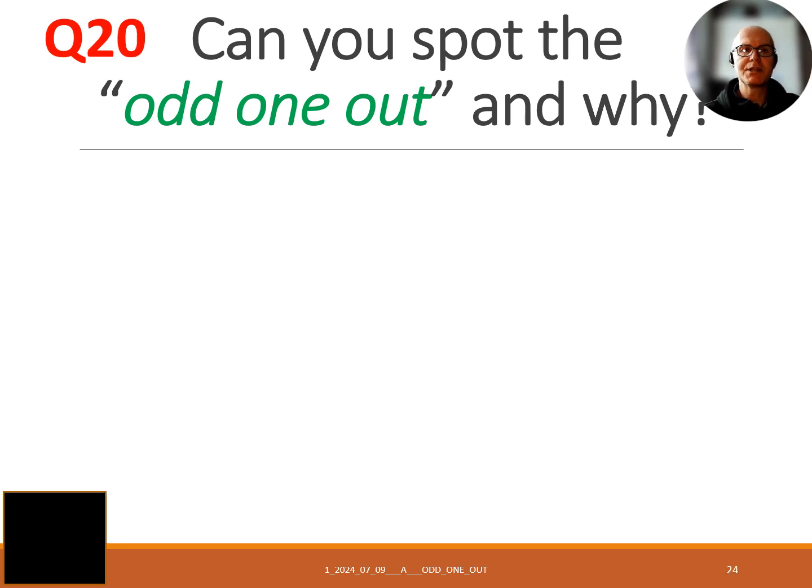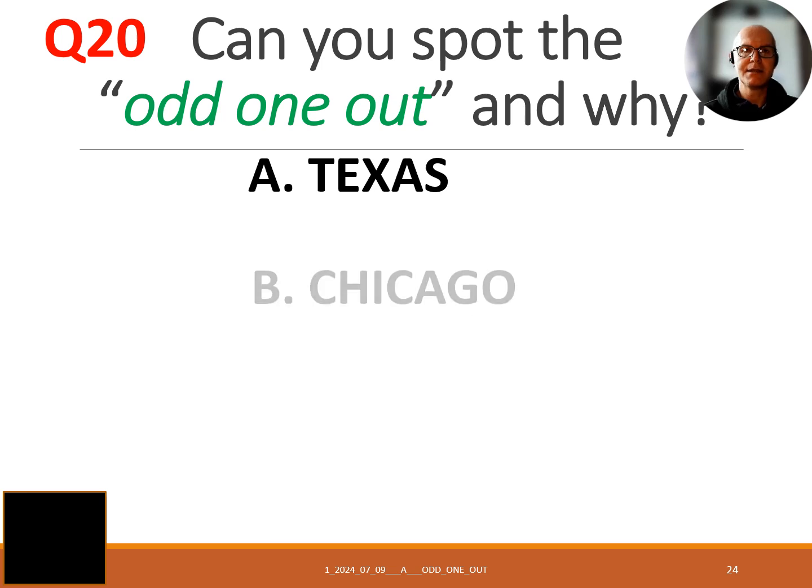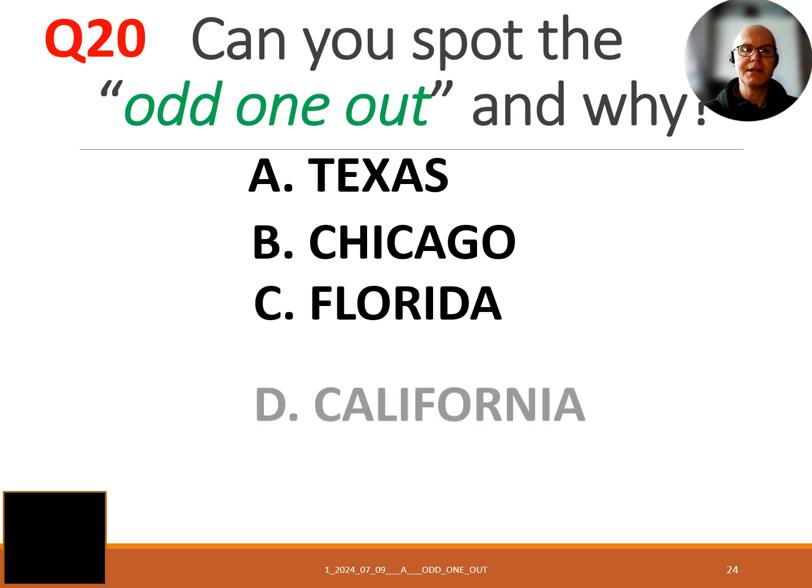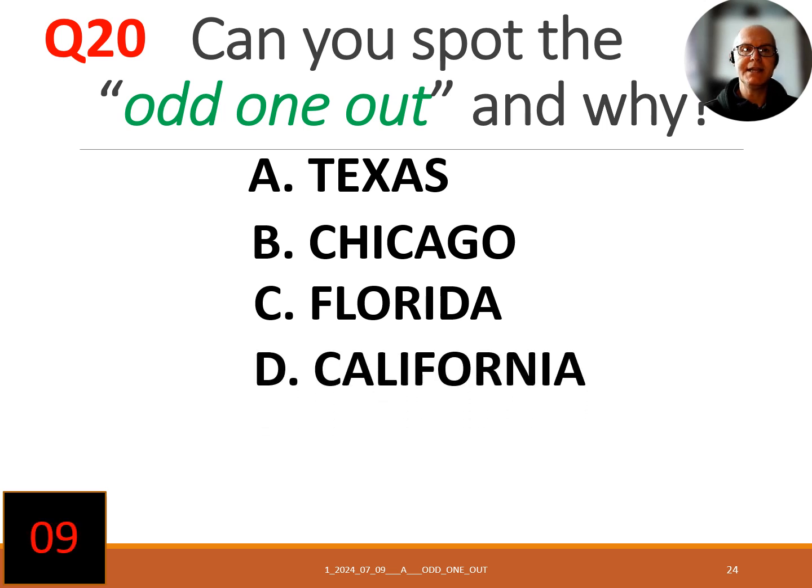The last question, question 20. Can you spot the odd one out and why? A, Texas, B, Chicago, C, Florida, and D, California. What's the odd one out here and why?